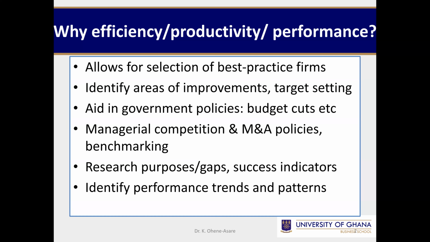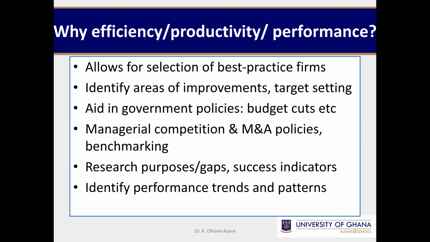If you look at the last but one bullet, it is for research purposes, or to identify research gaps. But another reason why you need to know the efficiency and productivity of firms is because it allows you to identify those firms that are the best practice firms. The best practice firms are the leaders in the industry, in a bank, the leading banks. The best practice firms in the oil and gas industry are the top oil and gas companies who are the movers and shakers of the industry. The top countries in the world or in the continent are the movers and shakers of that. They become the top.